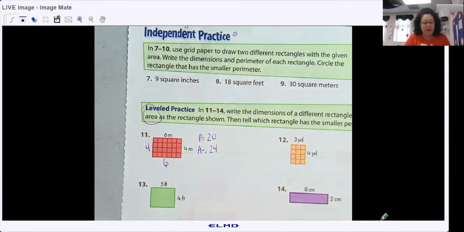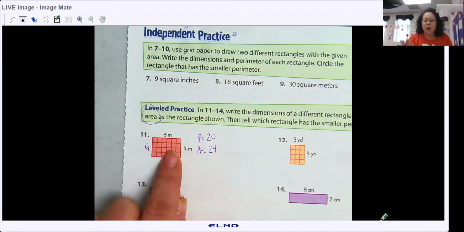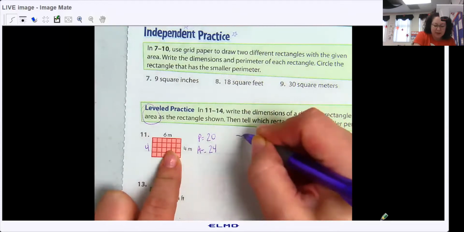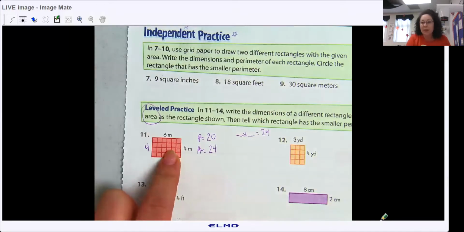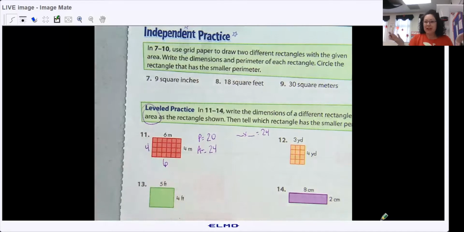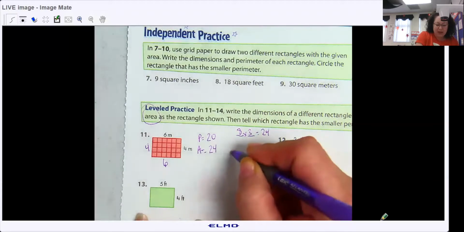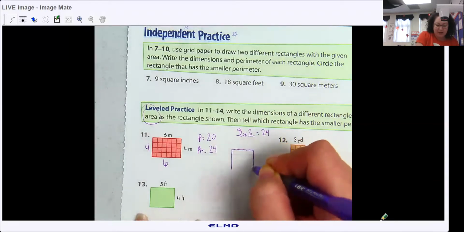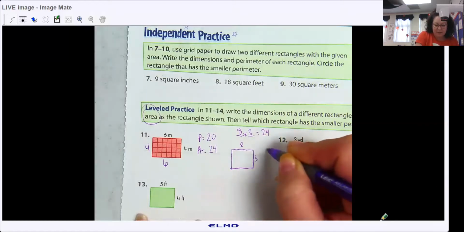Okay, now we are going to draw a rectangle with the same area. So we know that the area has to be 24. This one was 6 times 4. What is another problem that has the product of 24? There's a couple. 8 times 3. Okay, so this rectangle is going to be 8 and 3.